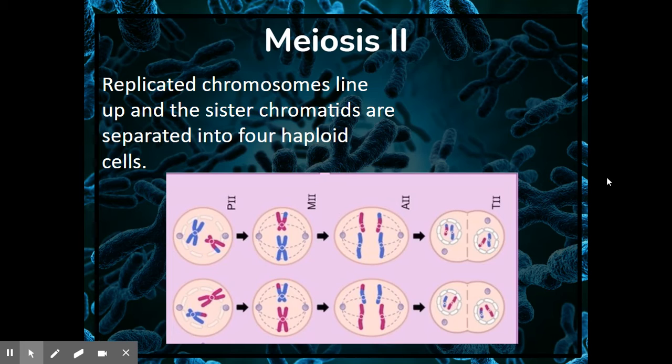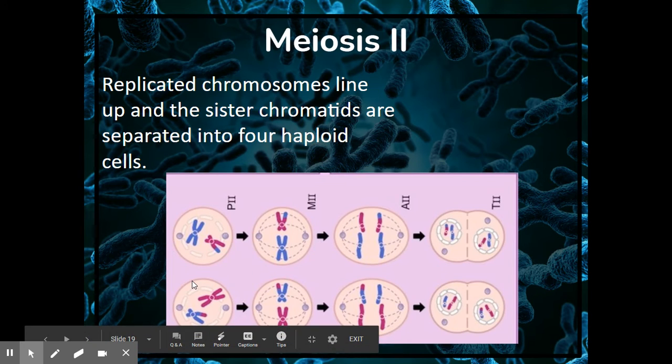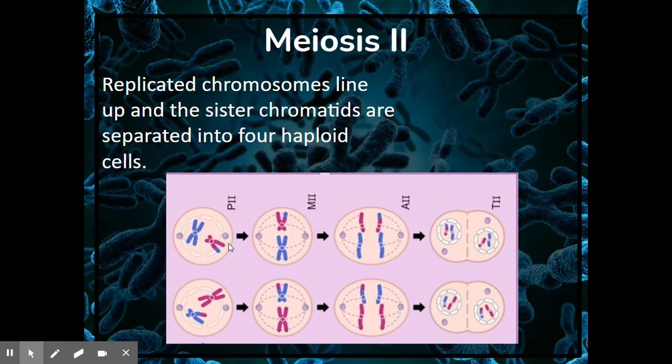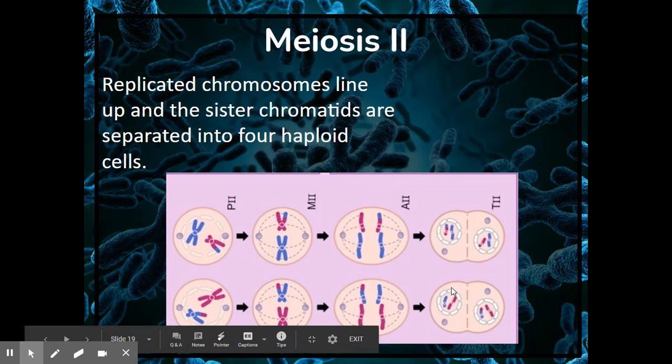Replicated chromosomes line up, and the sister chromatids are separated into 4 haploid cells. Now, this happens in meiosis 2. So then we have prophase 2, metaphase 2, anaphase 2, and telophase 2. So you have these 2 cells that were made in meiosis 1, right? And now those 2 cells are going to go through a division, and the DNA is going to be halved, so that you end up having 4 cells at the end, each with 23.